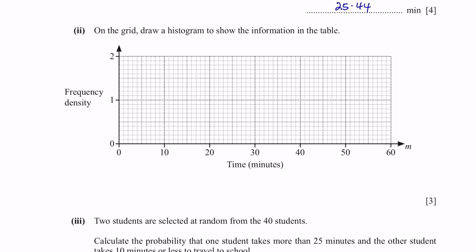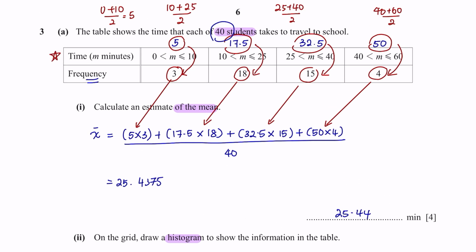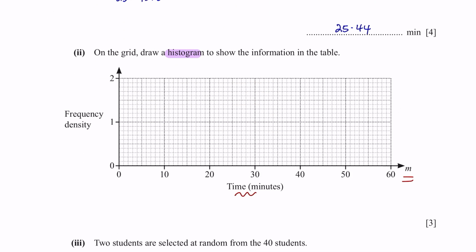On the grid, draw a histogram to show the information in the table. On the x-axis, it's the time in minutes that we already have on the table. But on the y-axis, we've got the frequency density, so we need to calculate the frequency density.